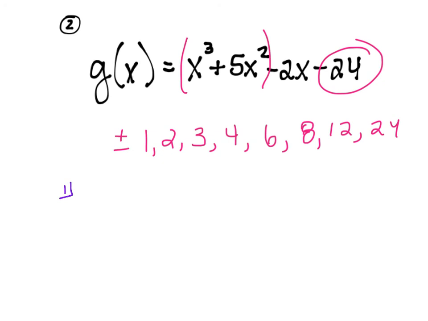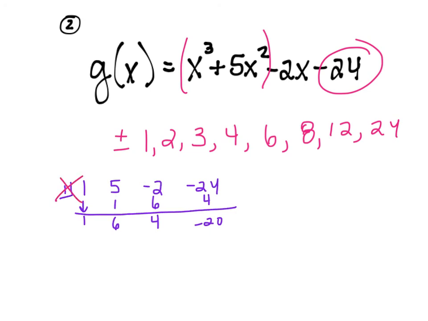So the coefficients of my polynomial: 1, the coefficient of x squared is 5, the coefficient of x is negative 2, and the constant is negative 24. Synthetically divide, bring down the 1. 1 times 1 is 1. 5 plus 1 is 6. 6 times 1 is 6. Negative 2 and 6 is 4. 4 times 1, is this going to work? Does negative 24 plus 4 give me 0? No, it gives me negative 20. So you just told yourself right there, okay, positive 1 doesn't work.